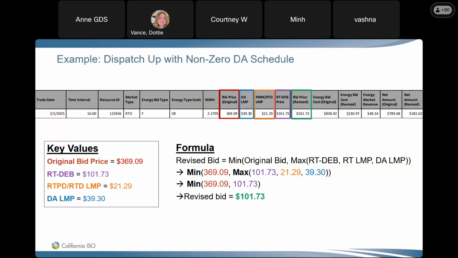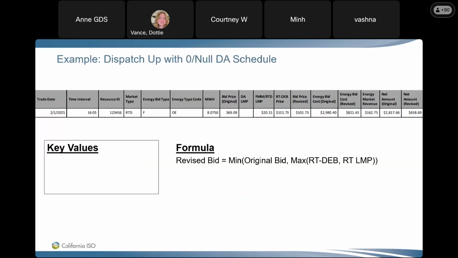Let's look at an example now when the day-ahead does not apply. So we're not going to include that day-ahead LMP. The key values here are the original bid price, that $369.09. We have the RT DEB, so $101.73. And then we have the RTD LMP, which is the $20.15 price.